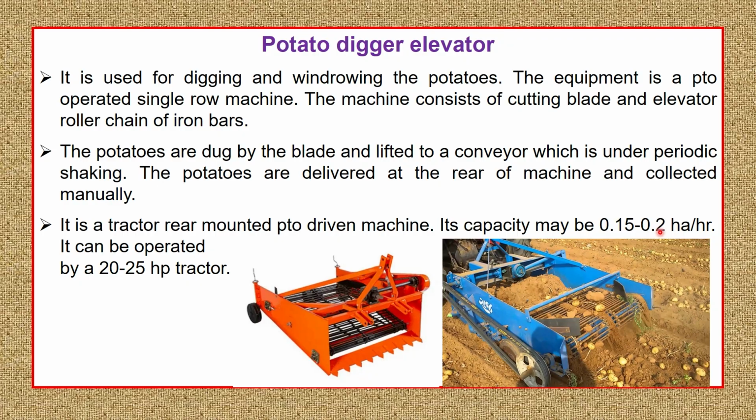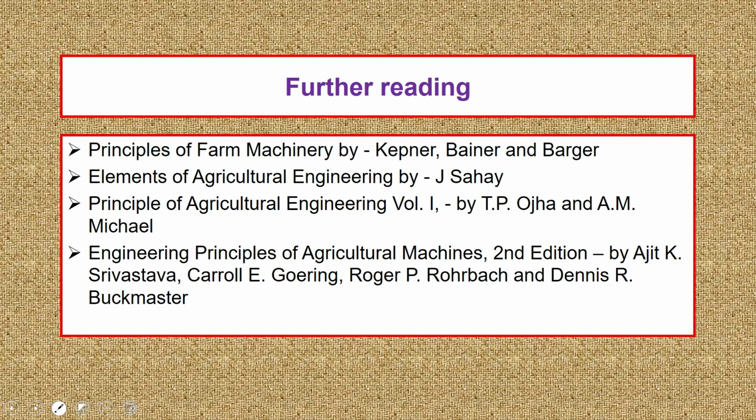The minimum power source required to operate this type of potato digger is around 25 to 35 HP, and as the size increases, the power requirement of the tractor also increases, so the demand for a high HP tractor will increase. They can harvest potatoes on about 0.15 to 0.2 hectares of land in one hour. In each hour they can harvest up to 0.2 hectares of potato crop.